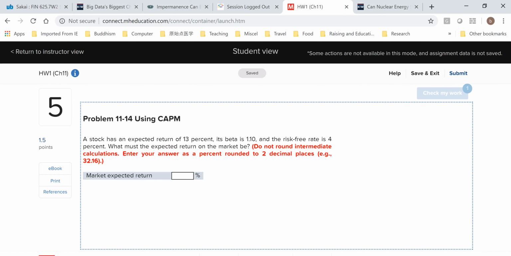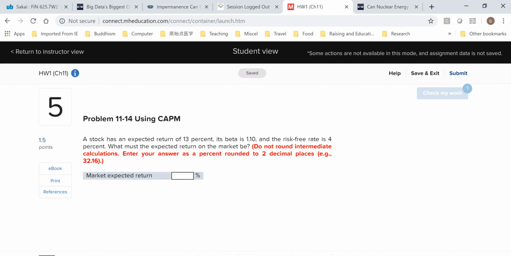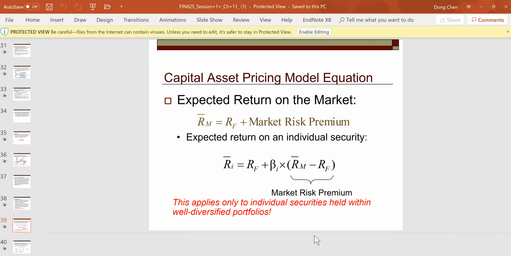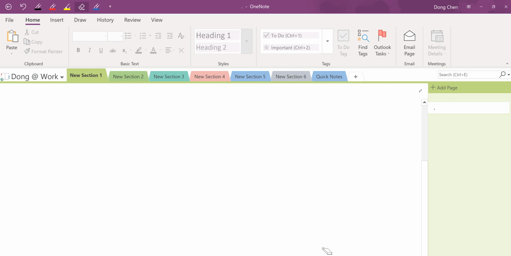we are provided with the expected return on this stock. So we know R_i, and we know the beta, and we know the risk-free rate, but we don't know R_M. So we need to solve for R_M. Given the other inputs, this becomes a one-unknown equation, so it should be pretty easy to solve. Let me use my pad to do this.